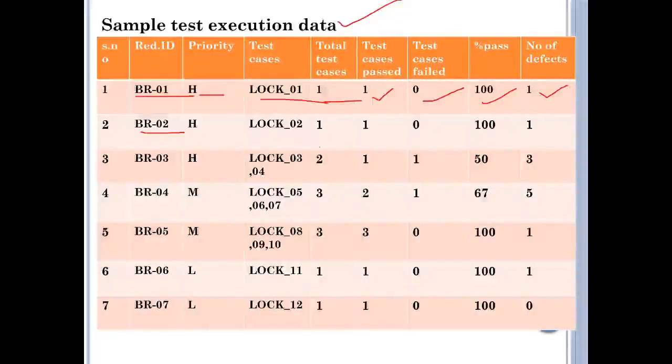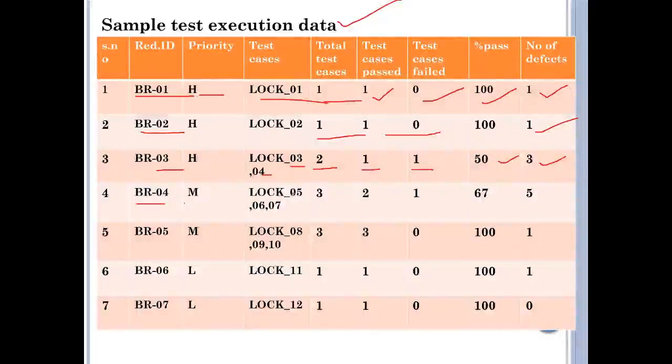So this is requirement 2, and this is the test execution data. So this is requirement 3. Under requirement 3 you have 2 test cases, 3 and 4. Total test cases is 2. Not both have passed, one test case is pass and one test case is failure. So only 50% of that requirement is tested, and the number of defects available there is 3.